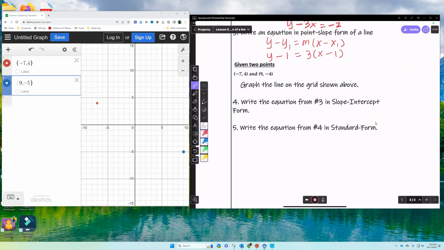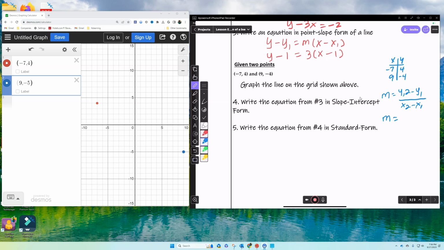I've used Desmos here to graph these 2 points, (-7, 4) and (9, -4). And I'm going to make a table. So I have (-7, 4) and (9, -4). Then it says write the equation from number 3 in slope intercept form. What I've got to do is find the slope. The slope is y2 minus y1 divided by x2 minus x1. That's going to help me to find the slope.